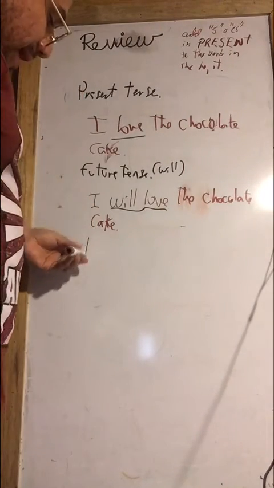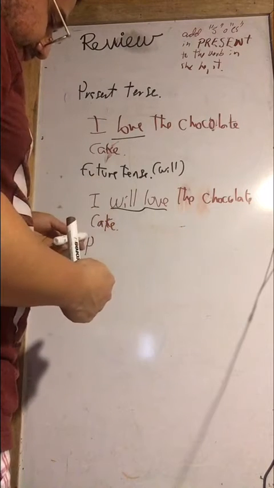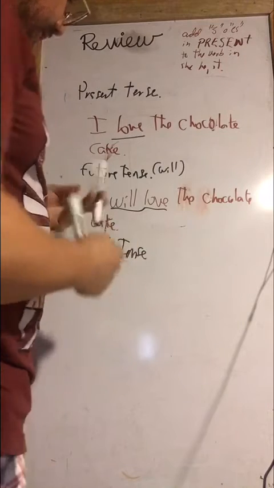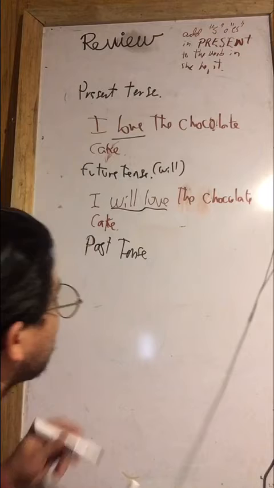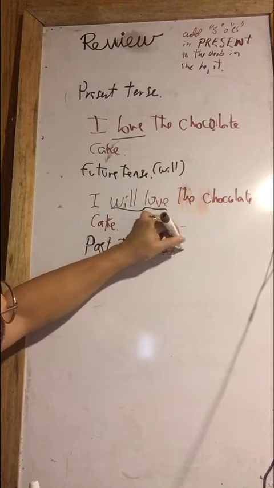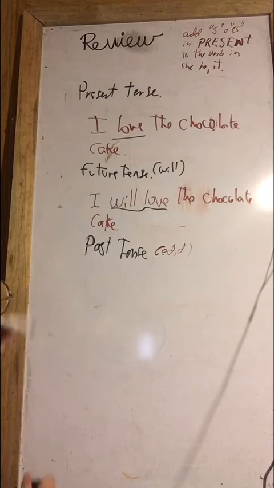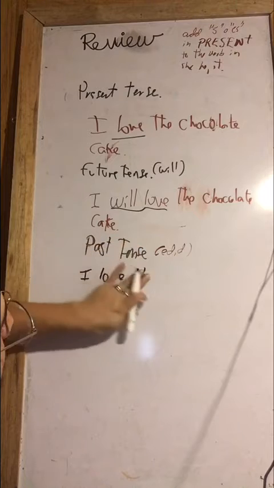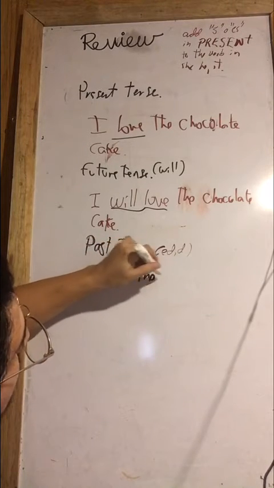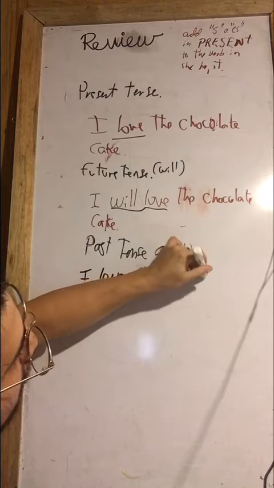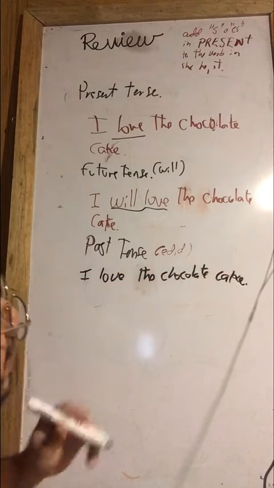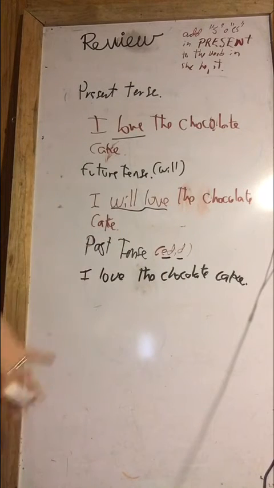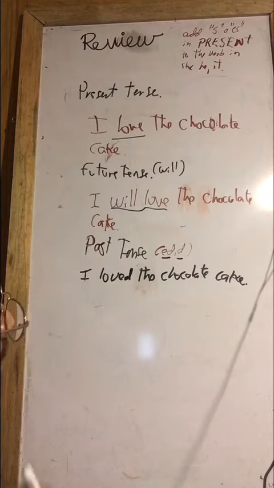And then for the past tense, I add ed or d to the verbs. So I'm going to write: I love the chocolate cake. But I'm missing something, right? I'm missing my ed or my d. So in this case, it's only gonna be a d. So I say I loved the chocolate cake.